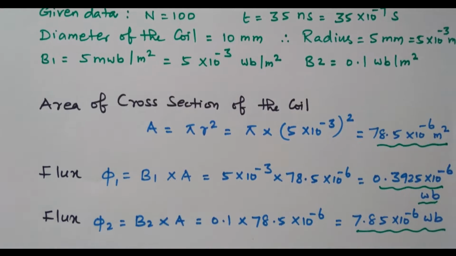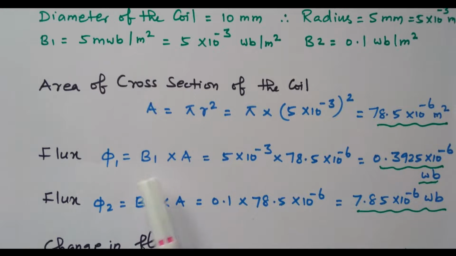Now from that we will find the flux. Flux density is given. From that we are able to find the flux. Phi equal to B into A. So phi 1 means B1 into A. The B1 is given as 5 into 10 to the power minus 3, 5 milliweber per meter square. The A is the value calculated, 78.5 into 10 to the power minus 6. So by simplifying, what we got? 0.3925 into 10 to the power minus 6 Weber, the flux due to the first one.